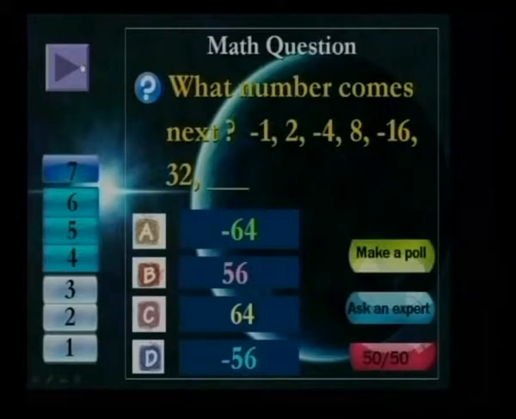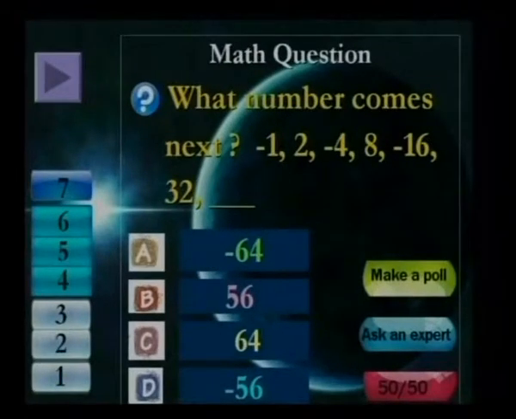The seventh question is a math question. What number comes next? Minus 1, 2, minus 4, 8, minus 16, 32. What's the last number? A? Okay. We haven't used any of those helpers. But I guarantee you, the last question is really difficult. You need to think.